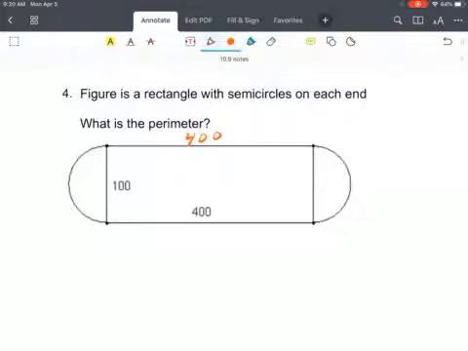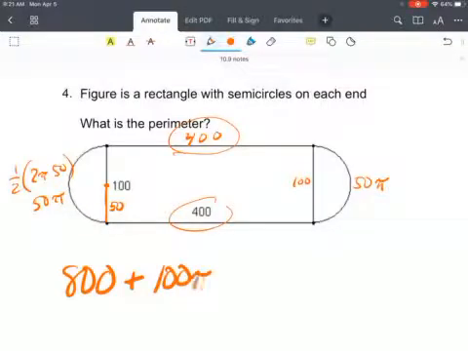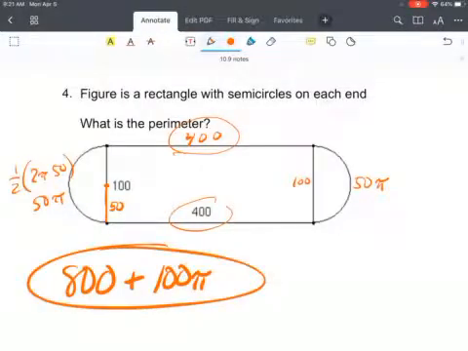We get a side of 400 and 100. Our straightaways are 800. Plus, we have a radius of 50. So this is half of 2 pi 50, which means each side is 50 pi. You also could do it as, instead of it being half of a circle, on each side it's half, which makes it a whole circle. But you get 800 plus 100 pi.